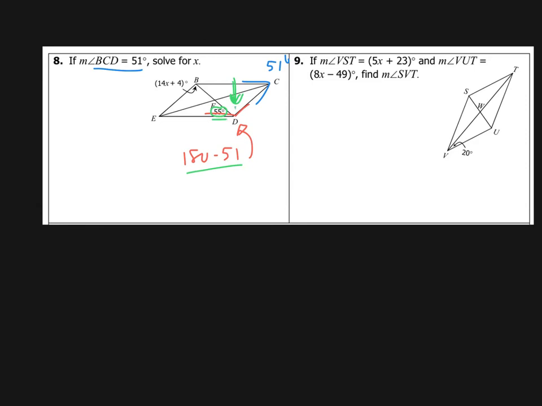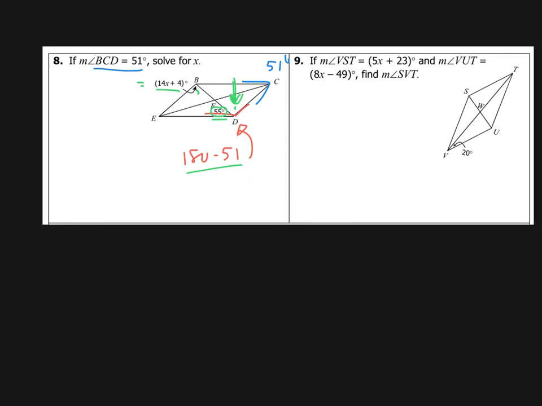And lo and behold, this little angle right here and this little angle right here, they're alternate interior, which makes them congruent. That part is 14x plus 4, so that must be equal to whatever that little angle is. Aha! If that was confusing, just rewind it, listen again.